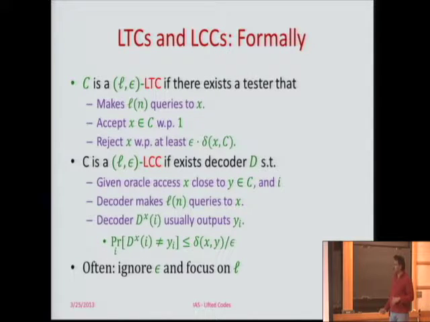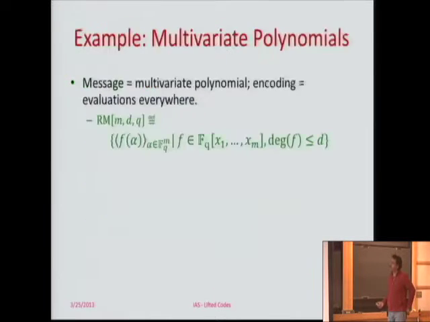So as I mentioned, we will often ignore the epsilon and just talk about what kinds of locality can be obtained in various codes and so on. So this is the general paradigm, these are the kinds of codes we want to construct. And the most basic example of a locally decodable or a locally correctable or a locally testable code turns out to be coming from multivariate polynomials, and let me tell you about this.